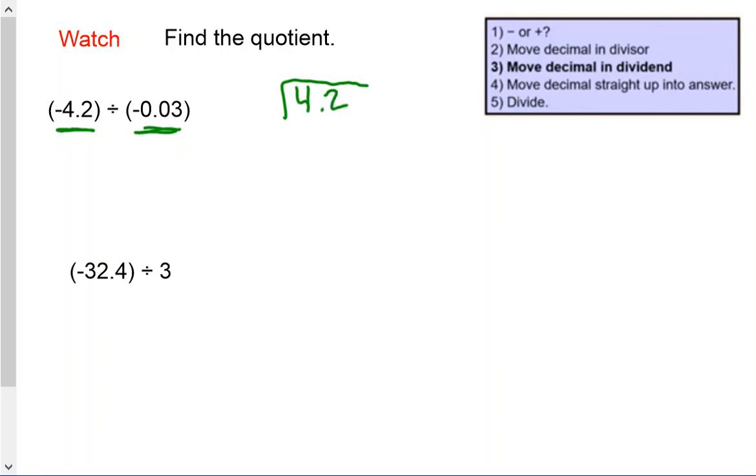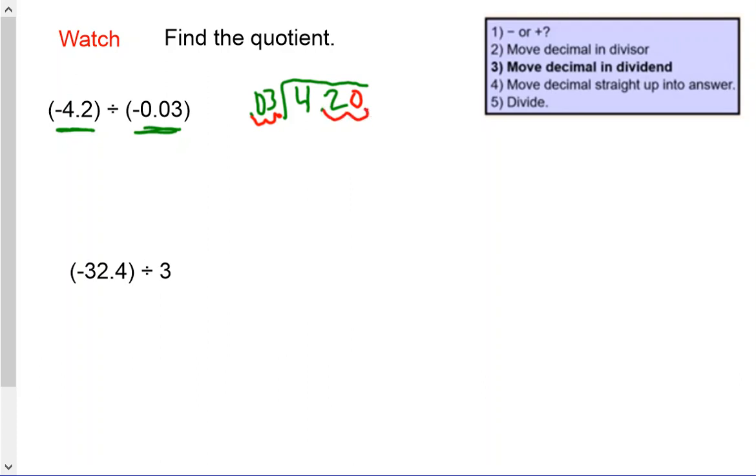4.2 divided by 0.03. Okay, now we want to move the decimal so we get a whole number divisor. So we're going to move 1, 2 to get 3 as the whole number. Now we're going to have to do the same in our dividend. So we've got to go 1, 2.